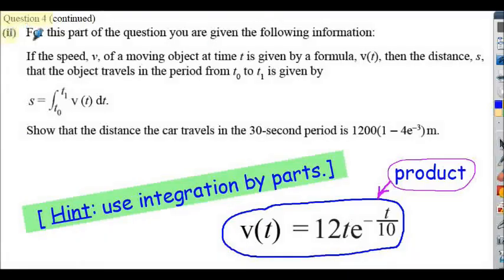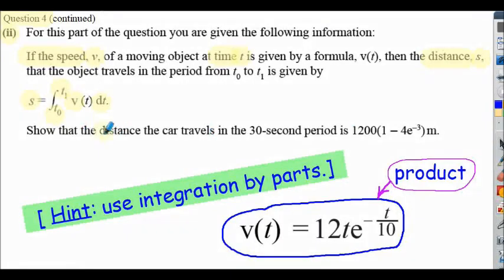Question 4, part 2. Essentially here we've got to use integration because we're given the speed in terms of v as a function of time t. So to find the distance travelled in the time taken, distance is s, we have to integrate the velocity equation. So to find distance is the integral of our velocity equation as a function of t with respect to t between the limits of t0 and t1.